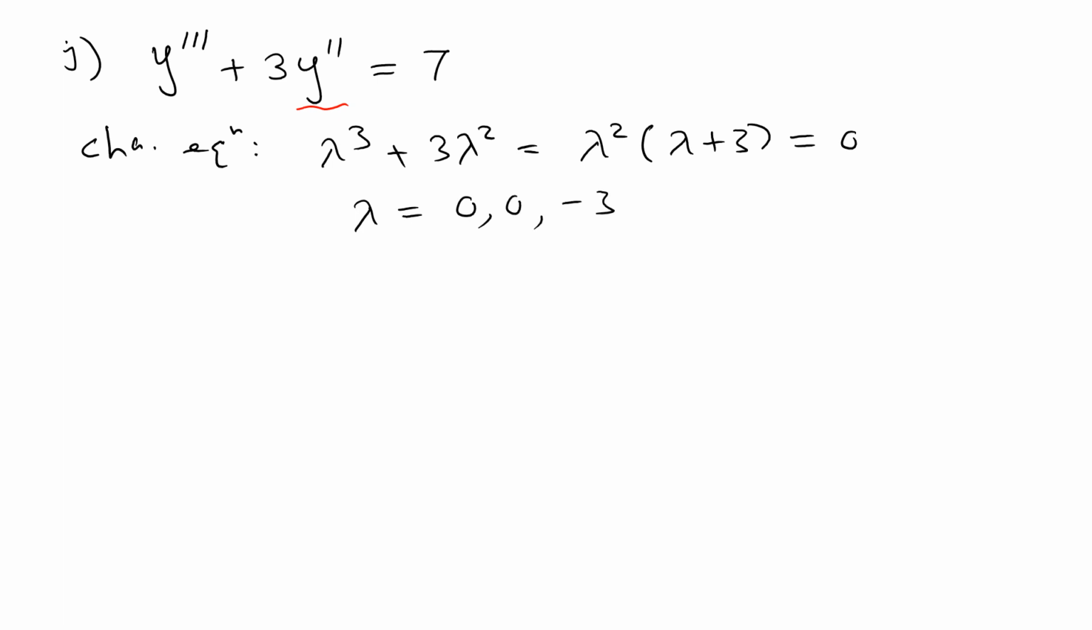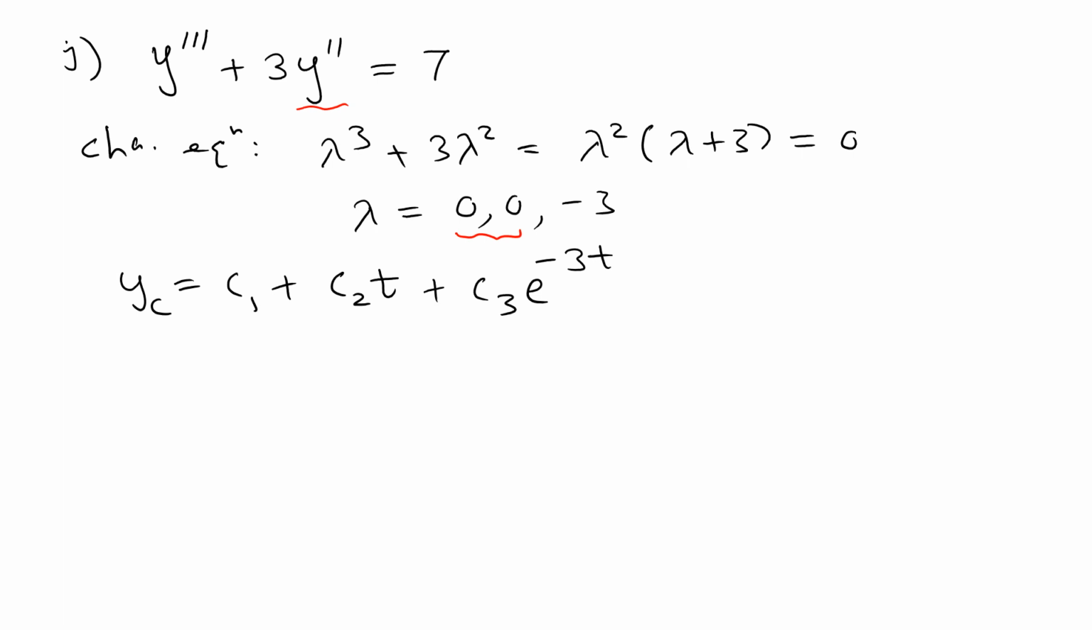So that means your yc now takes the form, because of the repetition, c1 plus c2 t, let's say t is the variable, so a c2 t term because of these two zeros. And then because of the negative 3, we have c3 e to the negative 3t. So that's the correct yc.